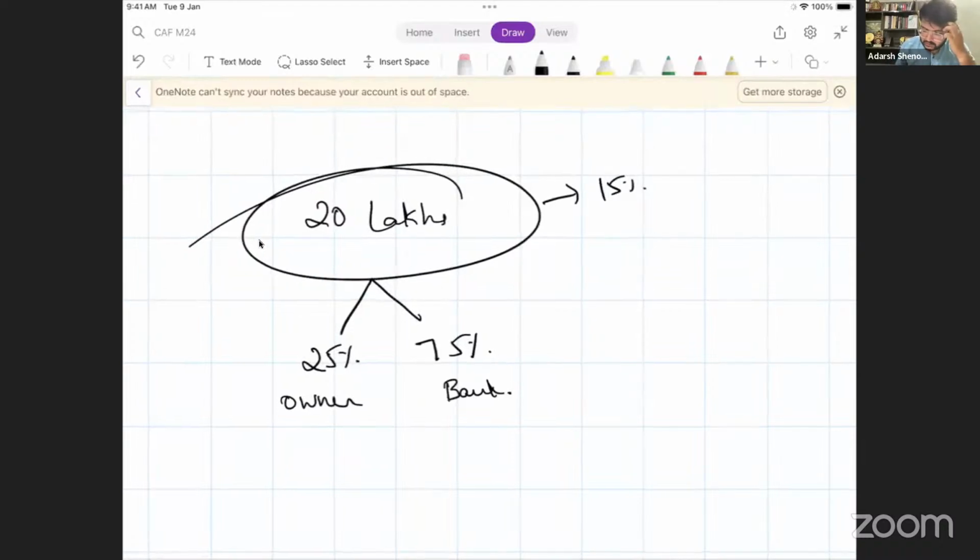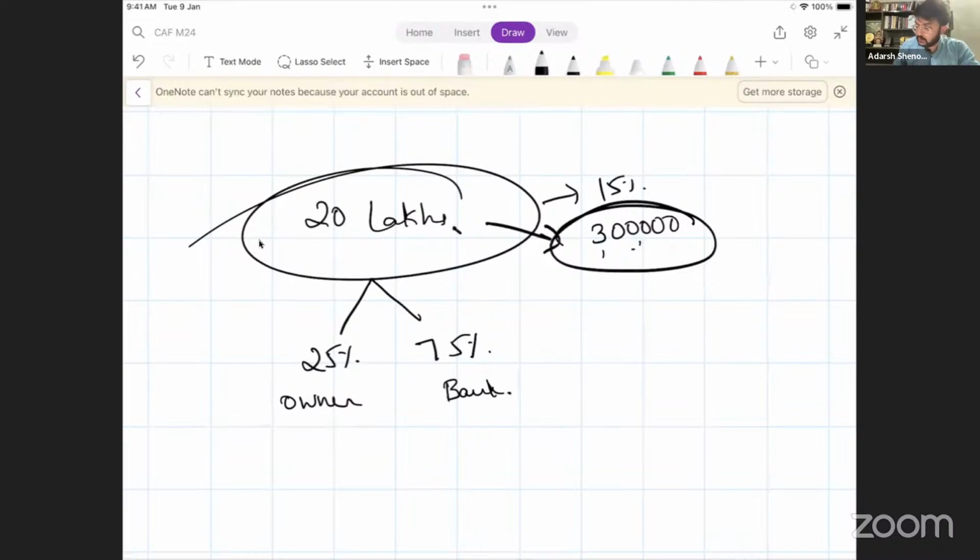ಎಷ್ಟಾಯ್ತು? 3 lakhs. 3 lakh ಪ್ರಾಫಿಟ್ ಆಯ್ತು ಫಸ್ಟ್ ಇಯರ್. ಸೊ ಈ 3 ಲಕ್ಷ ನಾನು ಎಲ್ಲ ಬ್ಯಾಂಕರಿಗೆ ಕೊಡ್ಬೇಕಂತ ಇಲ್ಲ, ಬಿಕಾಸ್ ಬ್ಯಾಂಕರ್ ಹತ್ರ ನಾನು 20 lakhs ಕೂಡ ತಗೊಳ್ಳಿಲ್ಲ. ಬ್ಯಾಂಕರ್ ಹತ್ರ ತಗೊಂಡದೆಷ್ಟು ನಾನು? 20 lakh into 75%, 15 lakhs. 15 lakhs ಮೇಲೆ 15% is the interest. ಸೊ ಇಷ್ಟು ನಾನು ಬ್ಯಾಂಕರಿಗೆ ಕೊಟ್ರೆ ಆಯ್ತು. 15 lakhs into 15%.